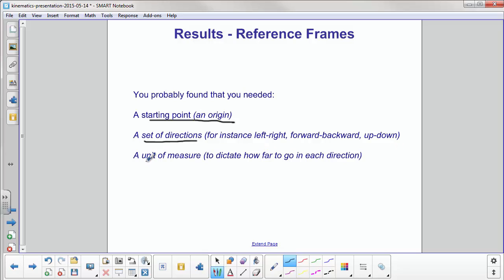And third, you needed a unit of measure. We talked earlier in the chapter about how we're going to use meters for distance. Perhaps in this case, your unit of measure might have been a step, couple steps, a pace. Or you could have said walk 10 meters, and hopefully they had a meter stick to use.